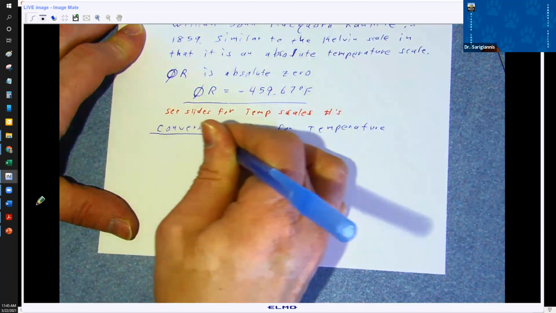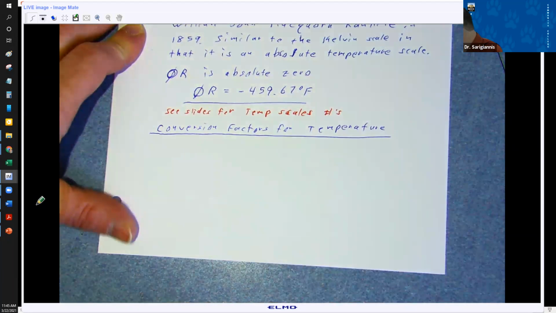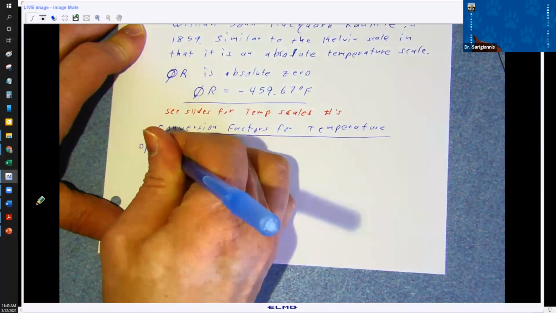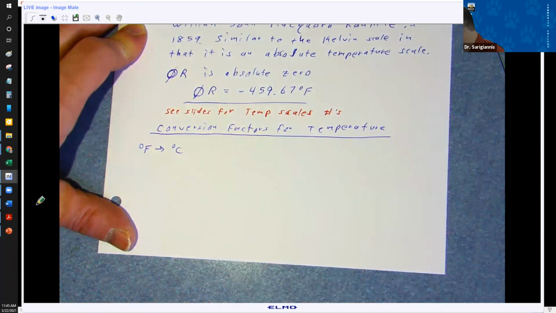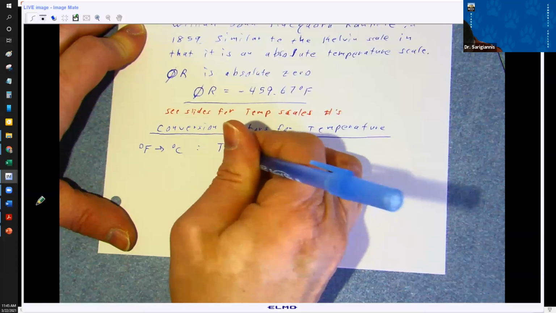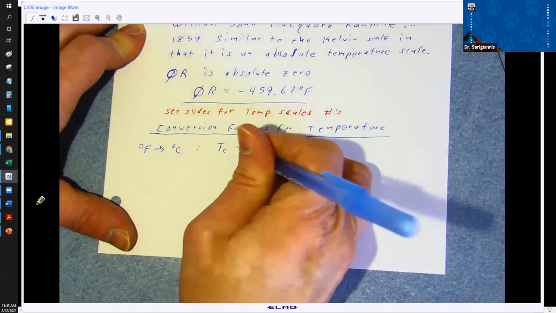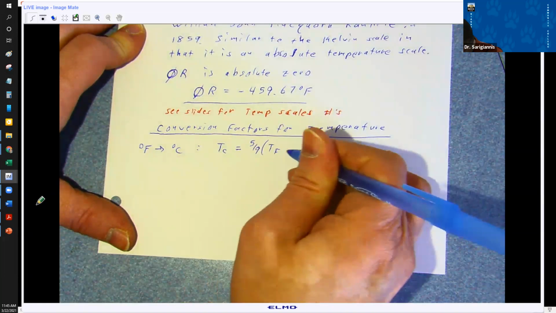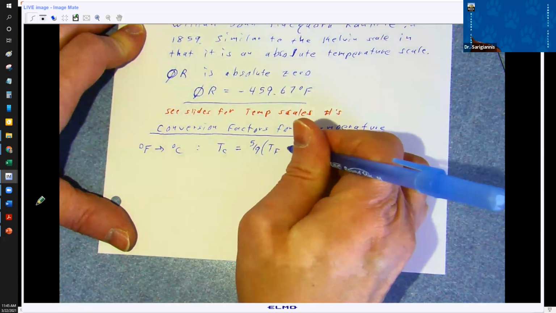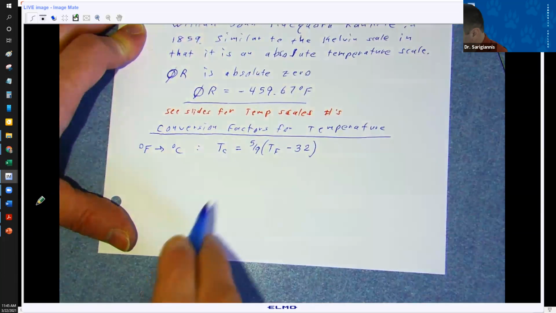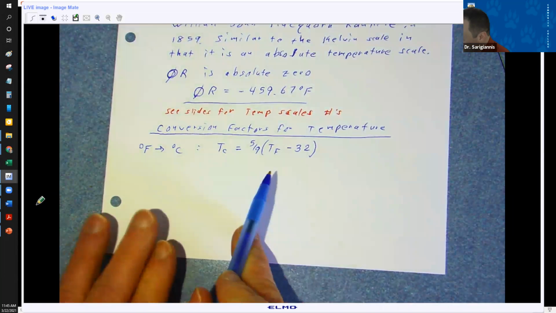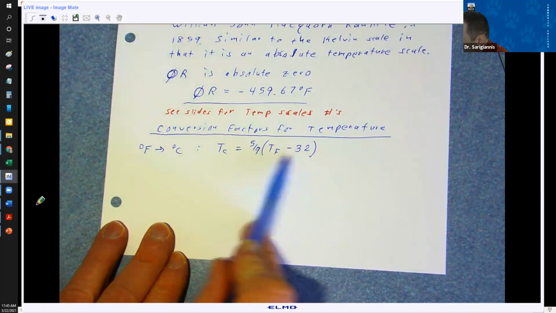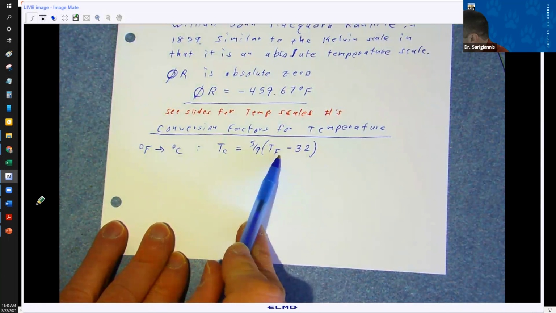I'll write these out and then we'll start with this next time when we do some of the problems. So if you want to go from degrees F to degrees C, right? We're looking for the temperature in Celsius. So we take the temperature in Fahrenheit and we subtract 32 first. Notice this equation. This confuses people all the time. You need to subtract the 32 from the temperature in Fahrenheit first. That's in parentheses.